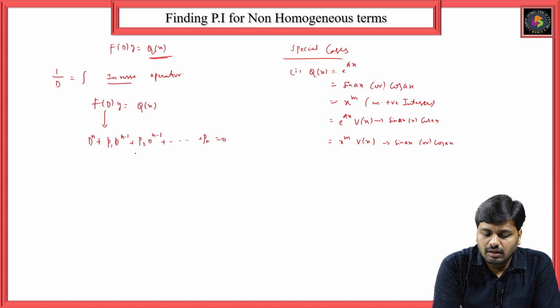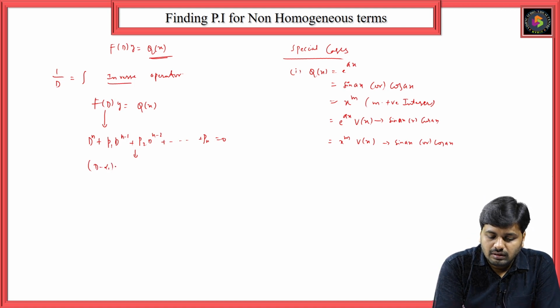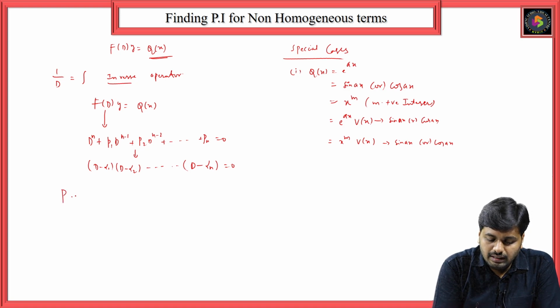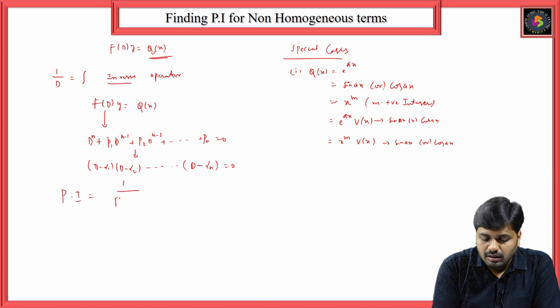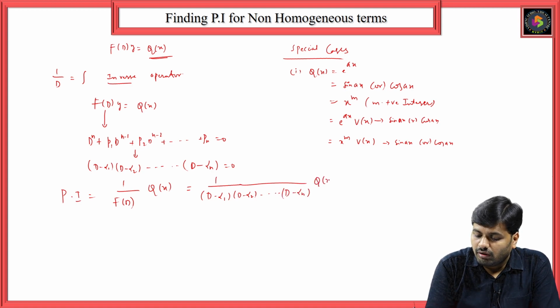Now this is an equation. We write that equation by the factorization method, that is D minus alpha 1, D minus alpha 2, and so on, D minus alpha n equal to 0. Now when I find the particular integral, it will be 1 by f of D of Q of x. So 1 by f of D means 1 by D minus alpha 1, D minus alpha 2, and so on, D minus alpha n, into Q of x.